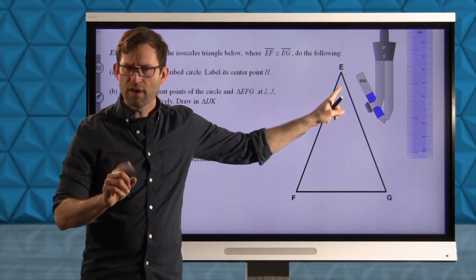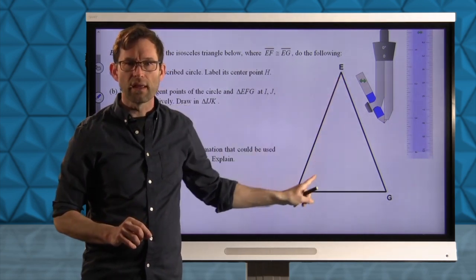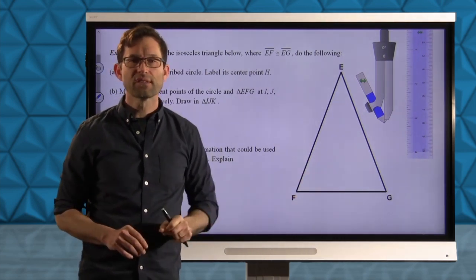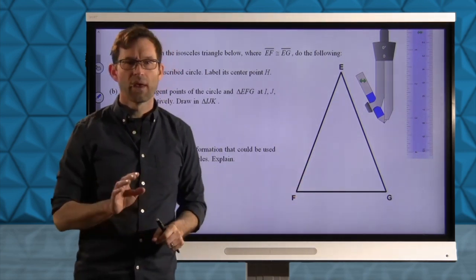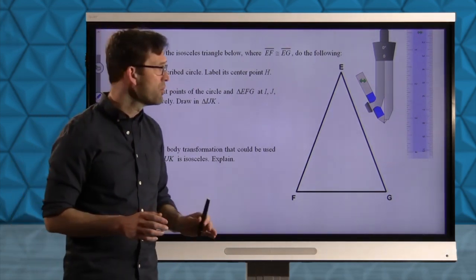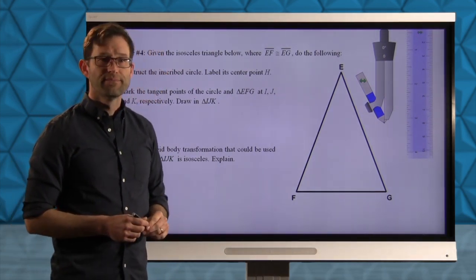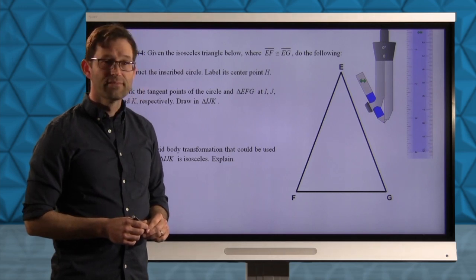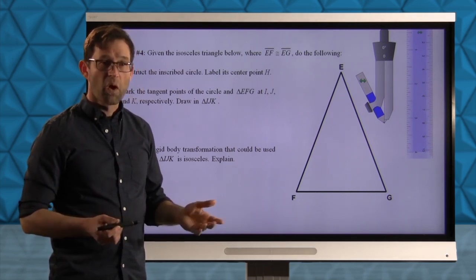Just do this. Pause the video now. Bisect angle E and either angle F or G, you don't have to do both, and find the center and then stop. And I'll explain why. Okay, take a few minutes to do that. All right, let's go through it.